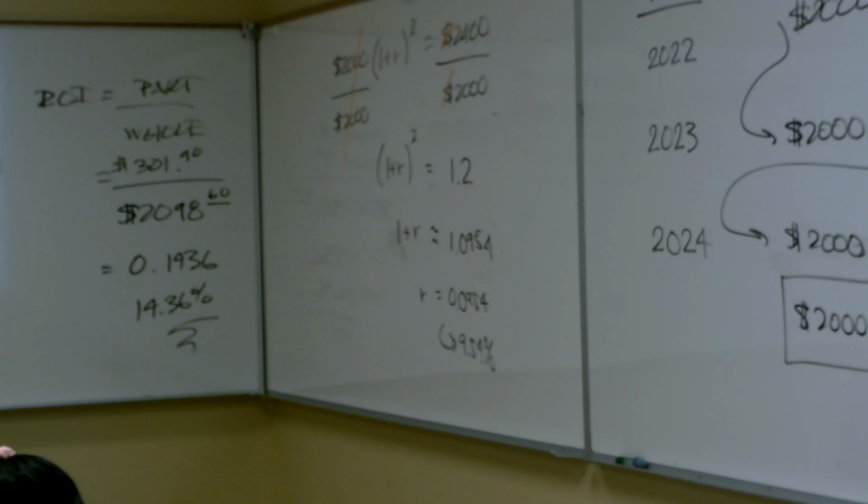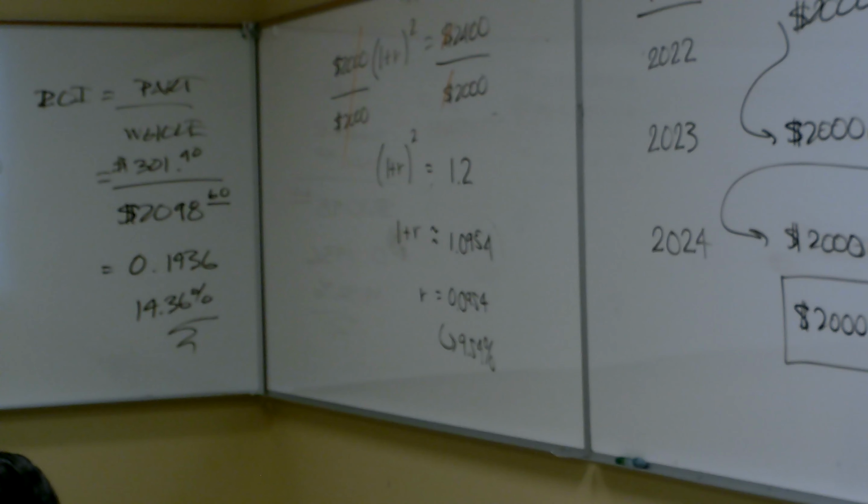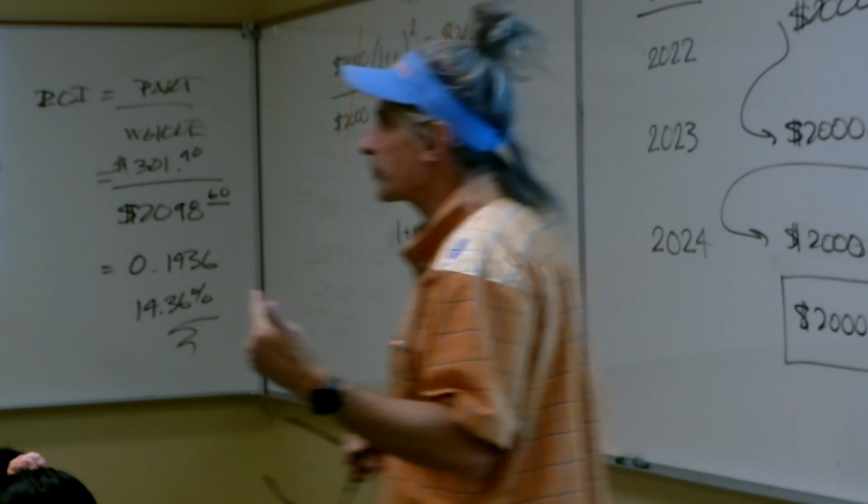The dollar amount, how much did it jump from 2,000 to 2,200 dollar-wise? $200. How much did it jump here? 220. It jumped an extra 20. We got 10% too much of a jump from 2023 to 2024.